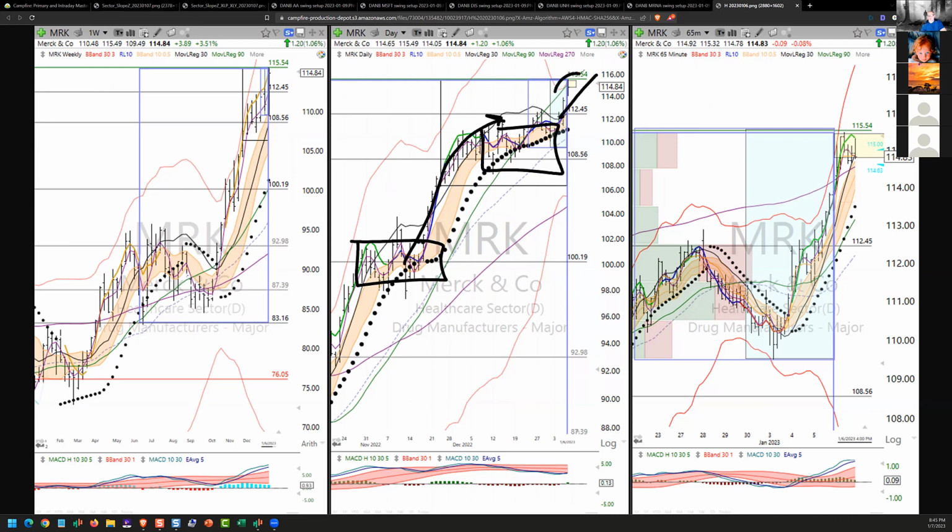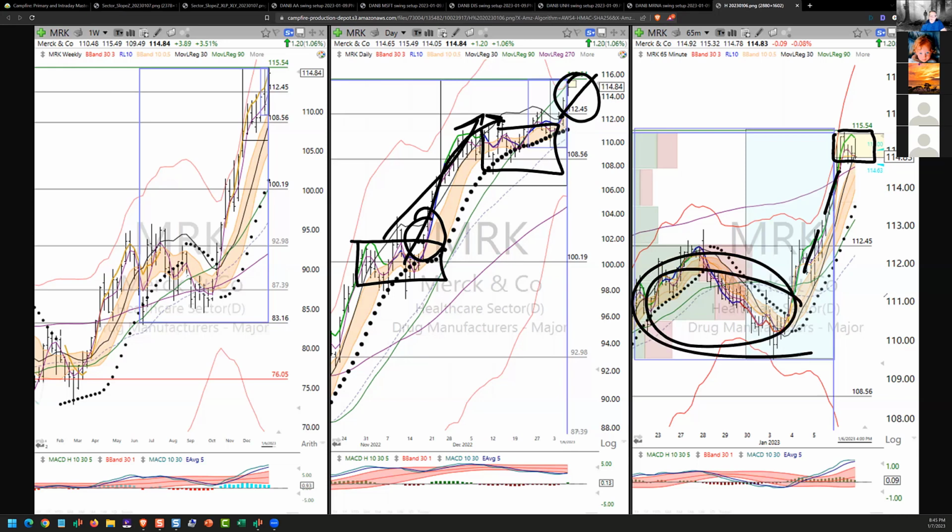And so this is still early days in what could be another nice leg up. I like this frame here on the 65 minutes. Wednesday and Thursday had nice moves out of the congestion. Friday it kind of held its own and closed fairly well. So I like the continuation.